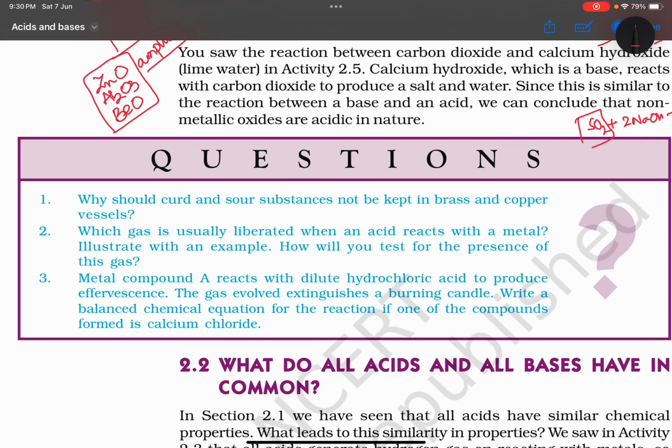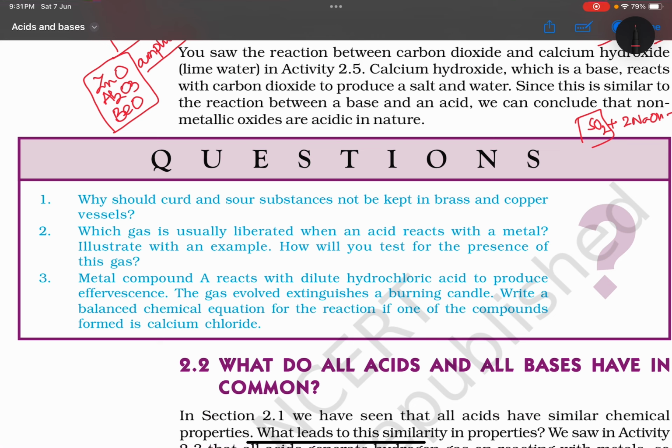So we'll see these questions and we'll conclude this class. Why should curd and sour substances not be kept in brass and copper vessels? Brass and copper vessels are metals. Metals means bases. Curd and sour substances are acids. So you can expect a neutralization reaction there. So we should not keep them. Common sense point. And this common sense, our grandmas and grandpas have much better than us.